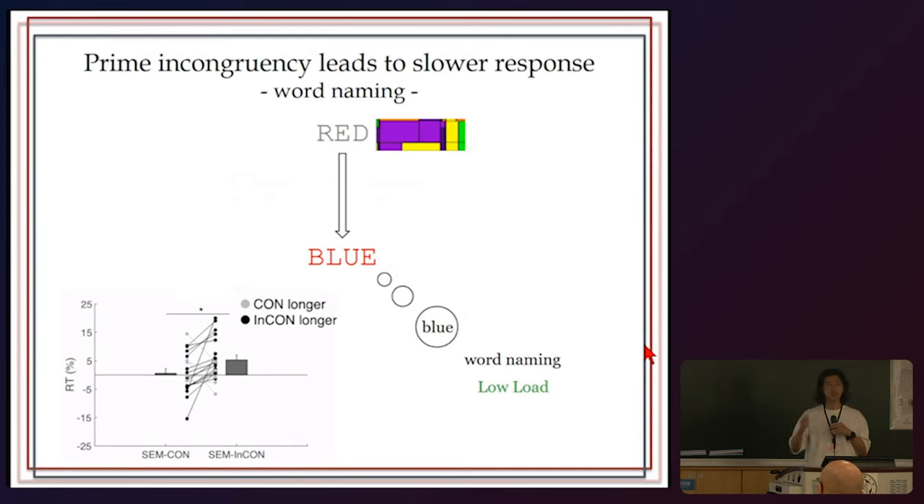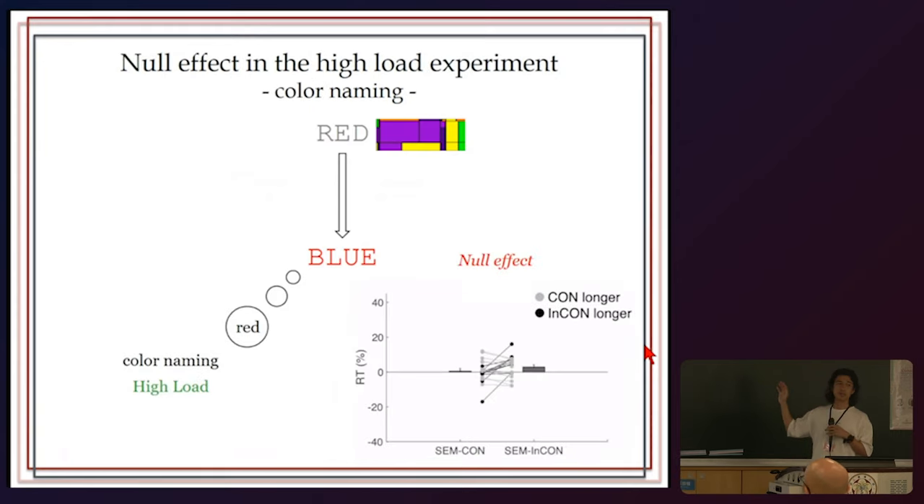In the high-low condition, exactly the same stimulus, the same procedure, except that now we ask them to name the color, the effect disappears completely. So even with this simple manipulation, this already challenges the idea that unconscious processing is fully automatic. Because if it's fully automatic, then whatever we ask the participants to do shouldn't change the effect at all.